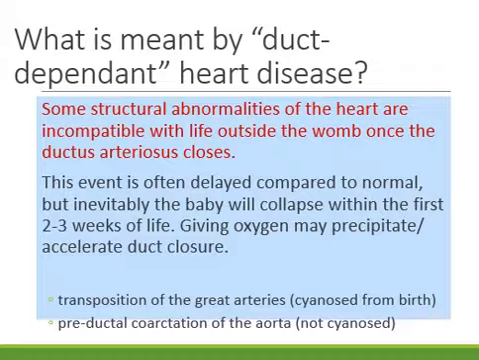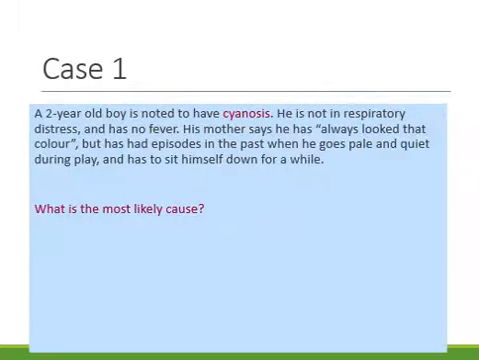But for preductal coarctation of the aorta, there is no cyanosis. So let's look at a case. A 2-year-old boy is noted to have cyanosis. He's not in respiratory distress and has no fever. His mother says he has always looked that color, but has had episodes in the past when he grows pale and quiet during play and has to sit himself down for a while. What do you think is the most likely diagnosis for this child?